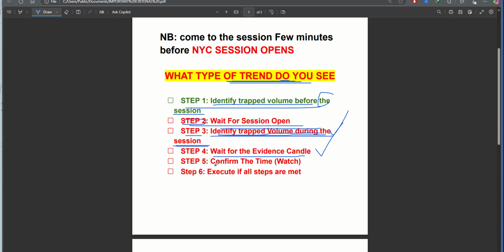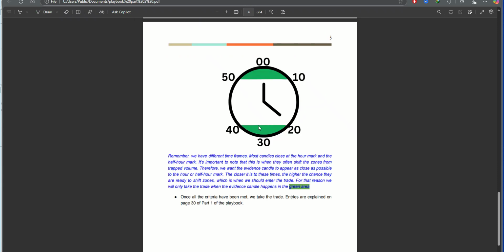All you need to do now is to look at your time, at your clock, at your watch. I told you we only enter if the evidence happens from 20 to 22, from 50 to 10 past. If it happens around these green highlighted times, you need it to be as close as possible to the clock or the half hour mark, which is half past. So the evidence must be as close as possible to here or here. We only take it from here to here.